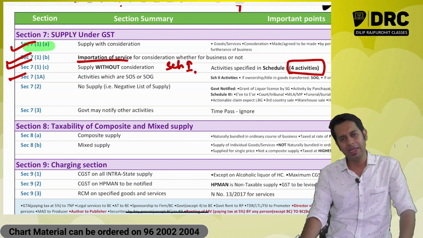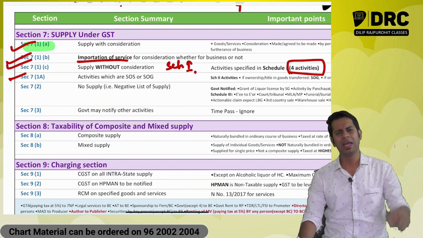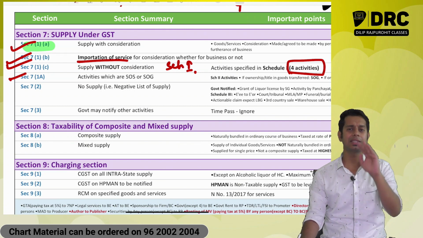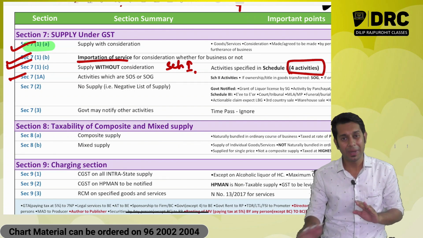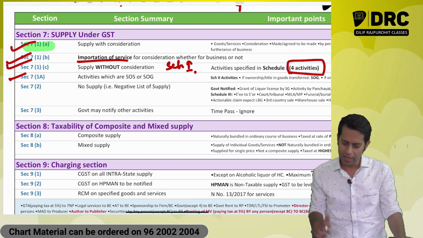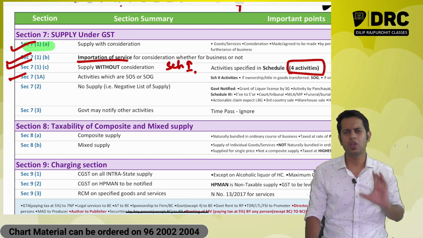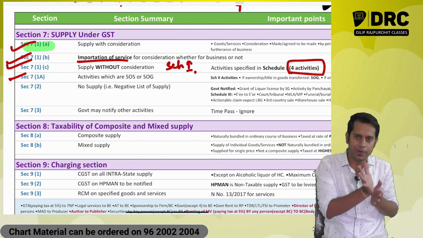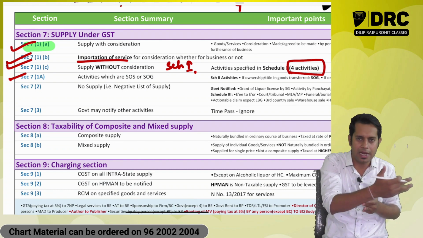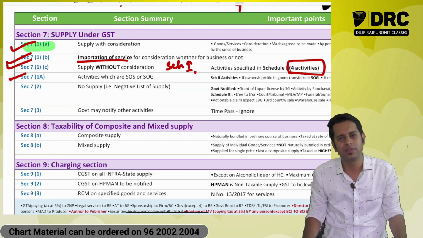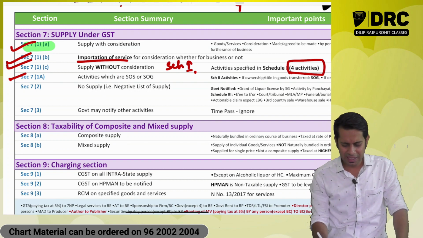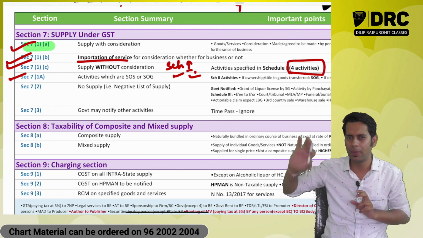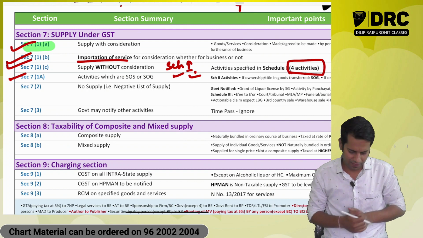Section 7.1 capital A says there are few activities listed in schedule 2. These activities are supply as per section 7 subsection 1, but I am going to tell you whether it is supply of goods or supply of services. Basically the crux of 7.1 capital A or schedule 2 is if there is ownership transferred or if there is title transferred, then it will be treated as supply of goods. If there is only right in goods transferred, then it will be regarded as supply of services. Basically schedule 2 activities, if you know the definition of goods and services property, you will be able to discriminate whether it is a goods or services.